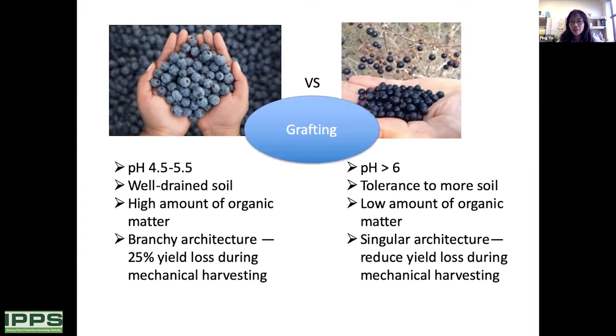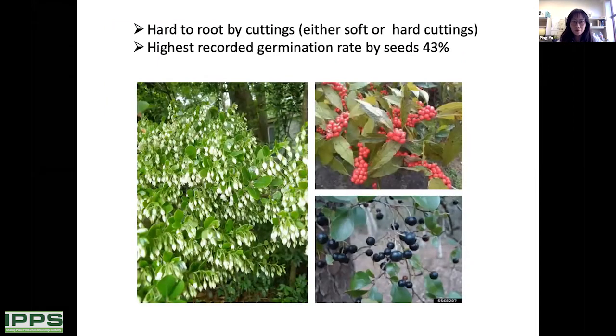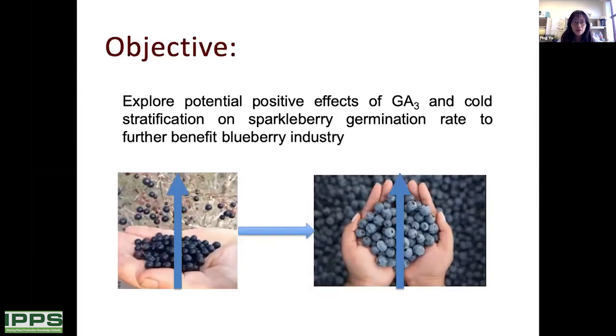So by grafting, we can use sparkleberry as a rootstock for blueberry and make the blueberry have it all. However, as we all learned this year, not all things go as smoothly as we want. Sparkleberry has its own limitations. The biggest one we're facing right now is that it is very hard to root by cutting, either by softwood cutting or hardwood cutting. And for now, the highest recorded germination rate by seed for sparkleberry was 43%. If we want to use it as a rootstock for blueberry, we have to produce it on a large scale. So in this study, we explored the potential positive effects of GA3 and cold stratification on sparkleberry germination rate to further benefit the blueberry industry.